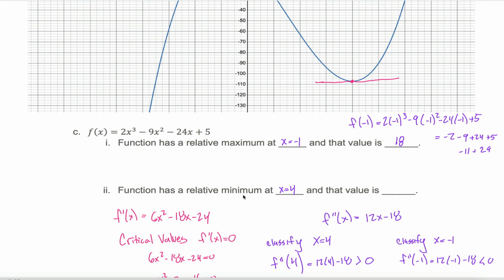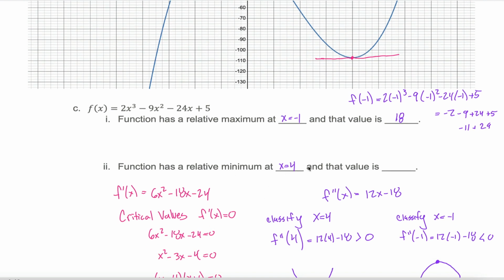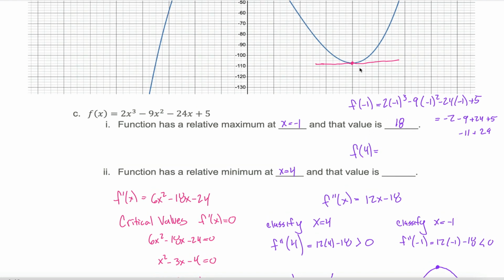Similarly, I can figure out the value of the relative minimum by just taking x equals 4 and plugging that into this function. I don't really want to do that. If I do it, I think I'll get some number that's about -108. I guess I should do it. I just don't want to. 2 times 4 cubed minus 9 times 4 squared minus 24 times 4 plus 5.